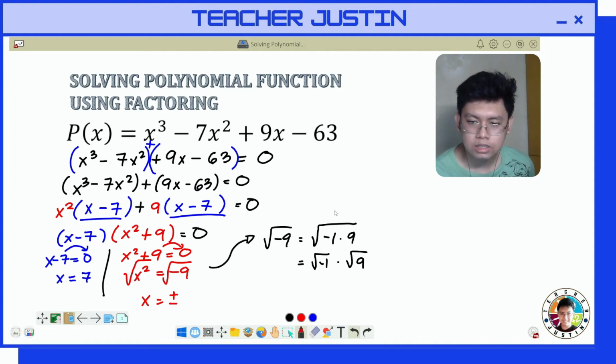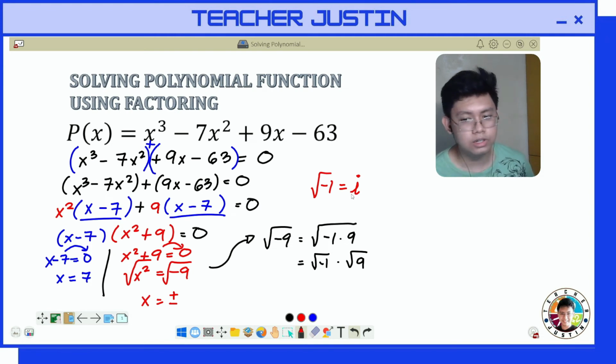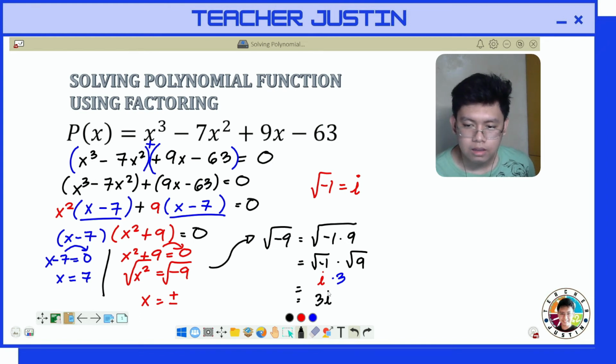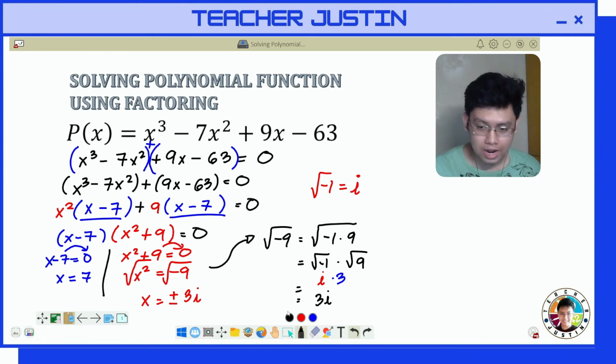Now, in mathematics, the square root of negative 1 is equal to the symbol i, or the imaginary unit. Every time we get the square root of negative 1, it will be represented as the letter i. So the square root of negative 1 here will be i, and the square root of 9 simplifies to 3. So i times 3 gives us 3i. That will be our simplified form of the square root of negative 9. So positive and negative 3i.